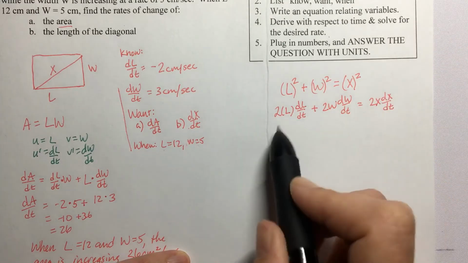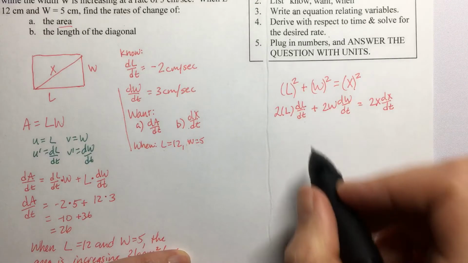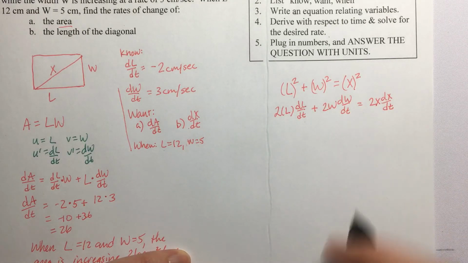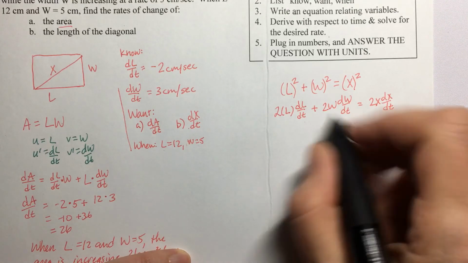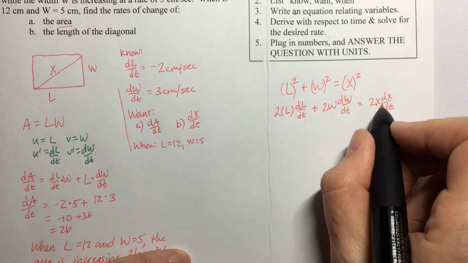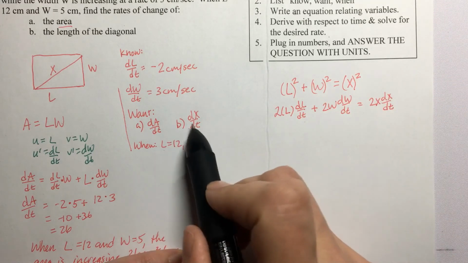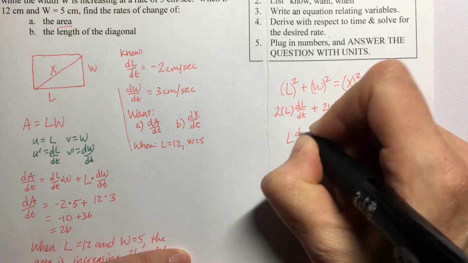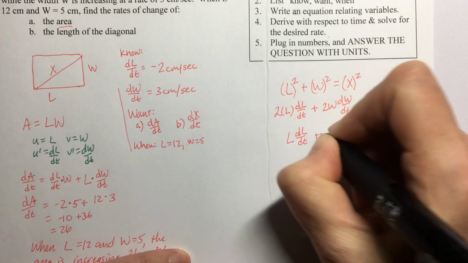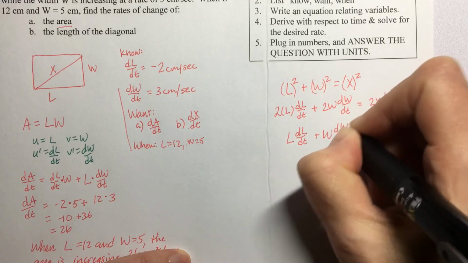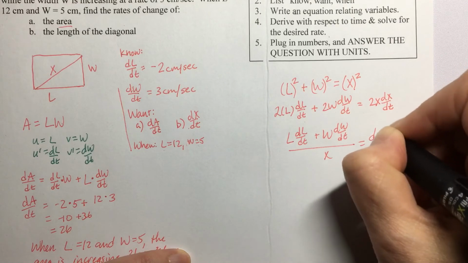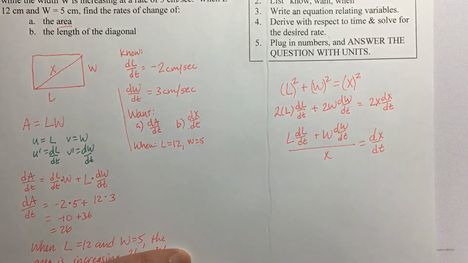So on all three of those, we have the chain rule happening. Notice we have 2's and all of that. I can divide everything by 2, convenient. And while I'm at it, I can divide both sides by X because the thing we want is dx/dt. So I have L times dL/dt plus W times dW/dt, divided by X, equals dx/dt. So we've solved for the thing we want.